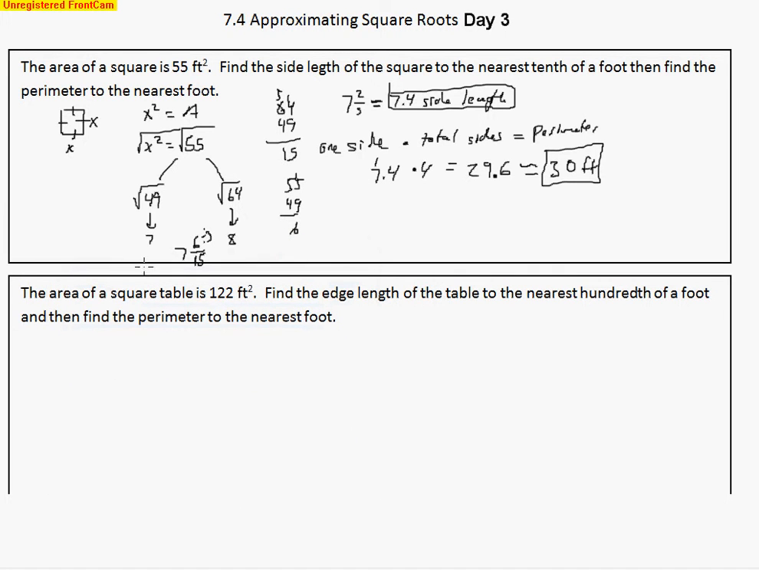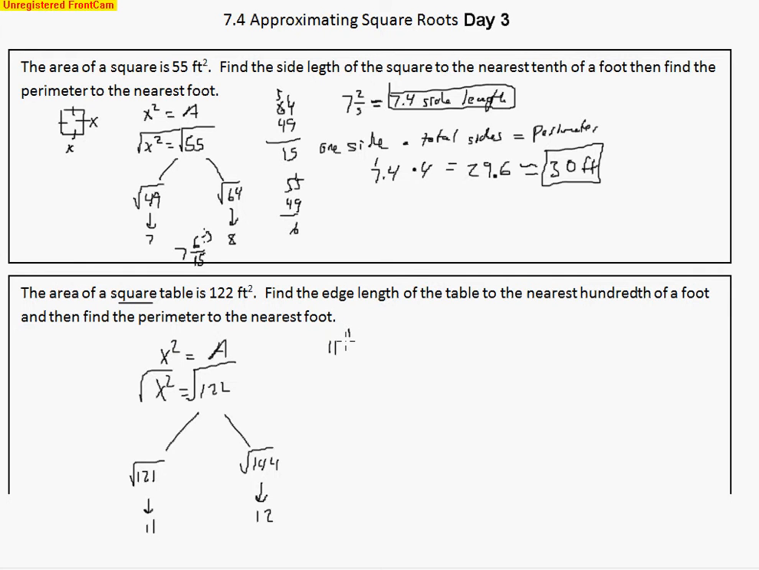So let's take a look at the next one. The area of a square table is 122 square feet. Again, the square table has side lengths of x. X squared is going to be our area since it's a square table. So we have x squared equals 122, and we take the square root of both sides. I'm trying to find out what perfect squares it's close to. 121. Wow, it's really close to that one. And I've got 144 being the other one. So it's either going to be 11 or 12, and it looks like it's going to be really close to 11. So let's find out how close.